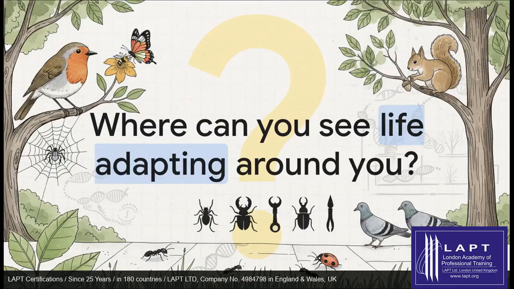Because the truth is, adaptive radiation and natural selection aren't just these ancient events that happened millions of years ago, or things that only occur in isolated spots like the Galapagos or the Australian outback. It is an ongoing, active process happening all around us right now. Seriously, the next time you step outside, take a closer look at the birds in your local park, or even just the insects in your garden. Look at the specific roles they're playing, and ask yourself, how might they have adapted to secure that specific niche?